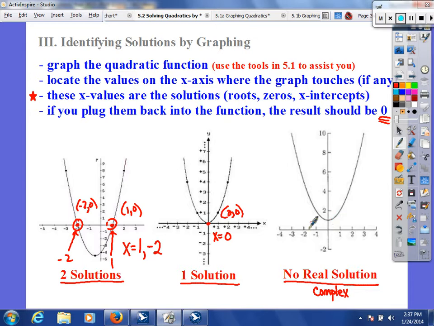And so this one, notice it doesn't cross the x-axis at all. Therefore, there's no real solution to one like this. We would have to end up using some other algebraic way to find the solutions. But for right now, what you would put is no real solution.